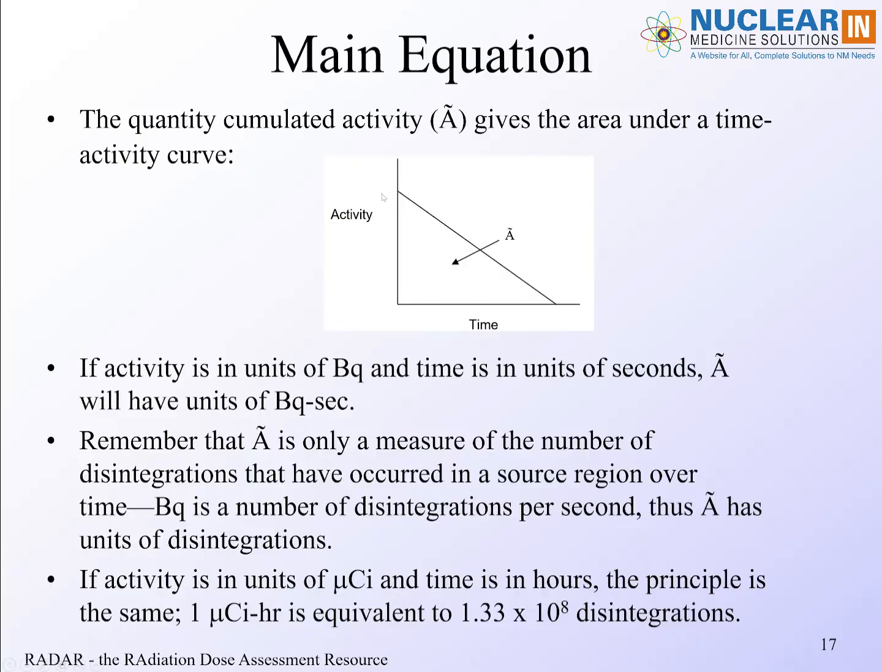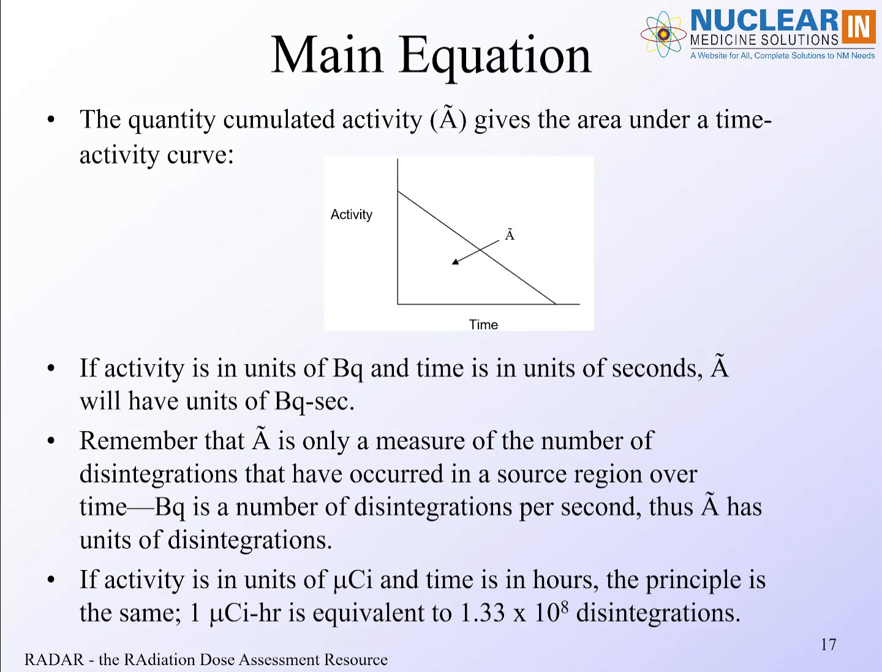Now, if you look at the time activity curve, it's usually not a straight line, but who cares? This is just a concept graph. So you have activity on the vertical axis, disintegrations per second, time on the horizontal axis, seconds, if you will. And so the area under the curve, which is the integral of the time activity curve, if activity is in becquerel and time is in seconds, you have becquerel seconds. A becquerel is 1 disintegration per second. Therefore, when you have becquerel seconds, you know the number of disintegrations immediately.